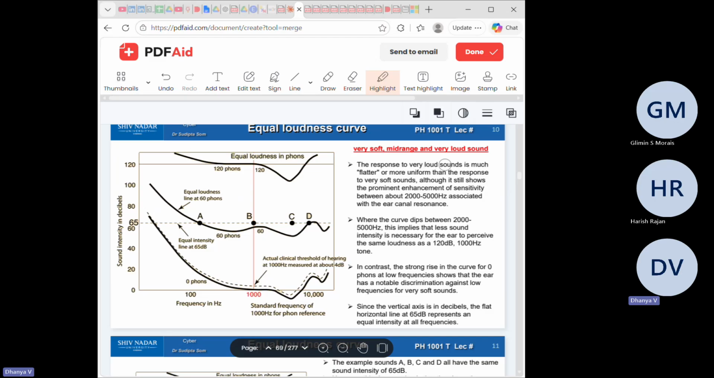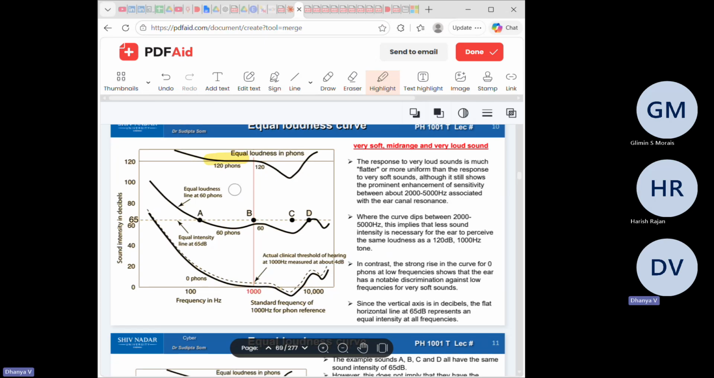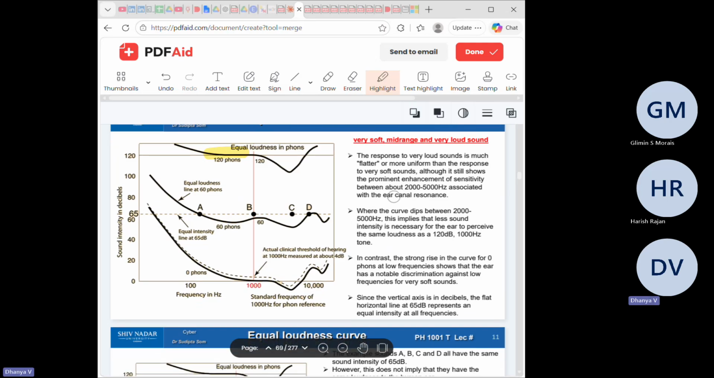The response to very loud sound is much flatter. Very loud sound is much flatter, and it's almost perceived as the same sound throughout. After a particular point, everything is one and the same. And then the curve dips between 2000 to 5000 hertz. This is what I said.